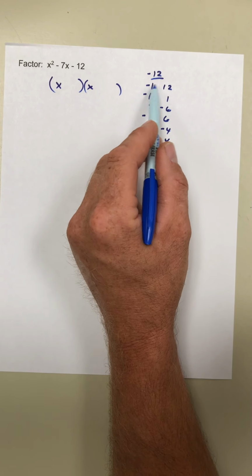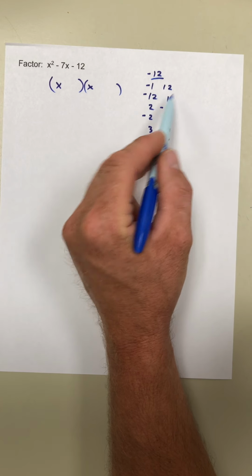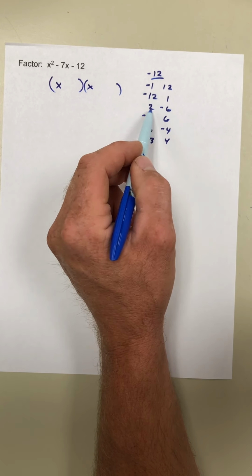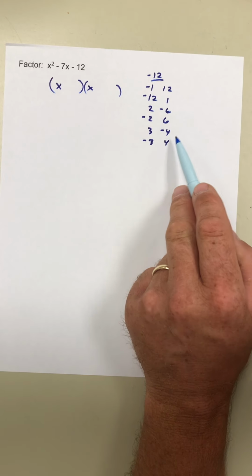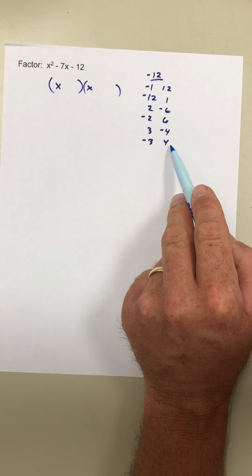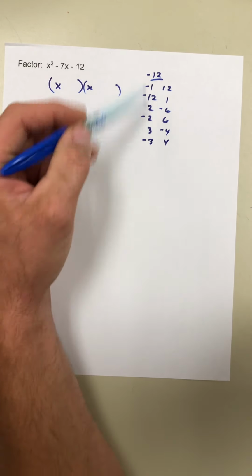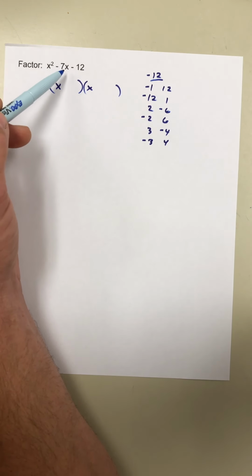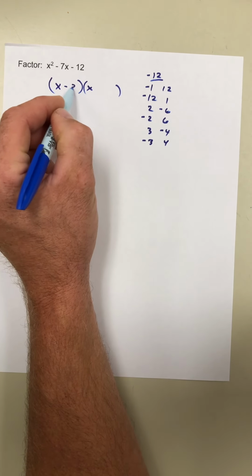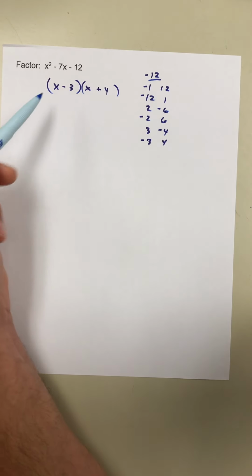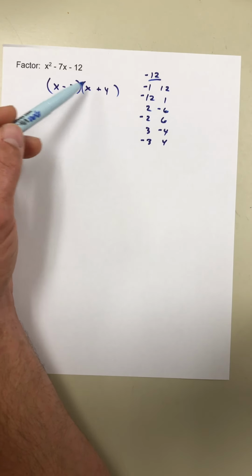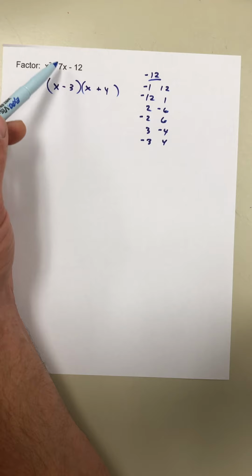If I add -1 and 12, or -12 and 1, I get 11. Here I get -11, -4, 4, -1, and +1. So there are no factors over here that I can add to get -7x. And again, if you want to, you can plug those in. We get close, don't we? -3 and 4, that's 1. I guess that's kind of close to 7.